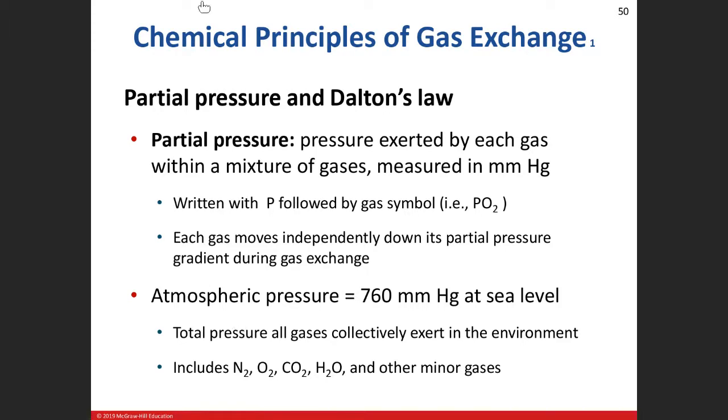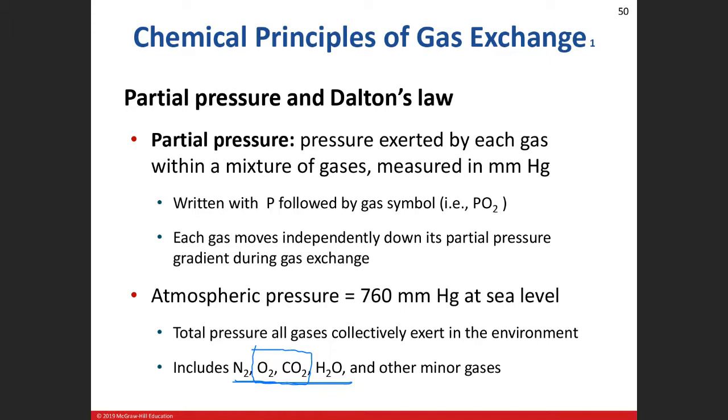So we listed the real popular ones here down at the bottom of the page, but there's only going to be two that you really need to be focusing on, and that's going to be oxygen and carbon dioxide. But I have to mention nitrogen because it's the most abundant gas. 78% of the gas in this room is nitrogen gas, okay?